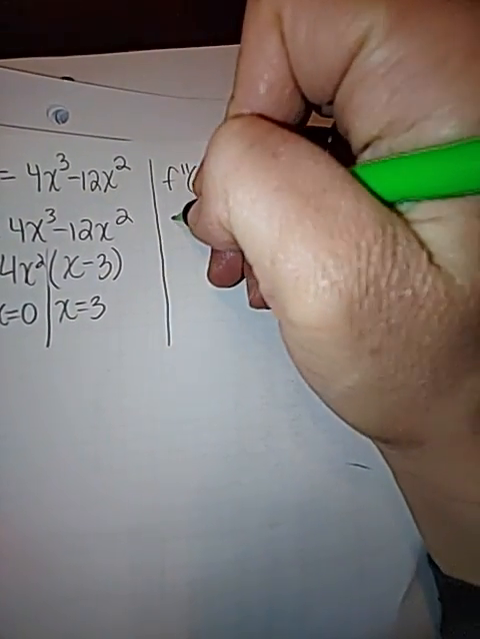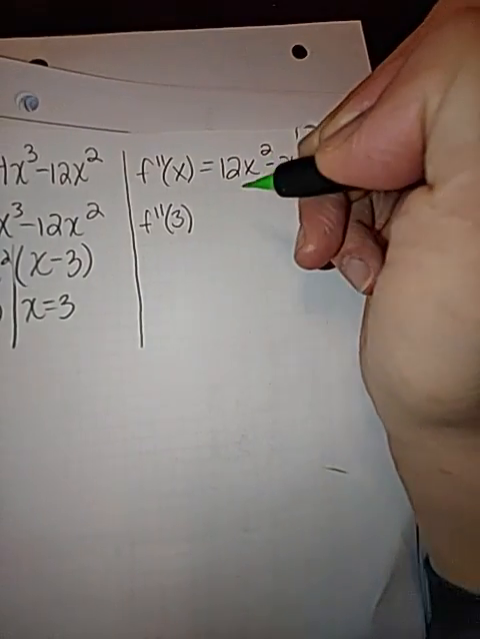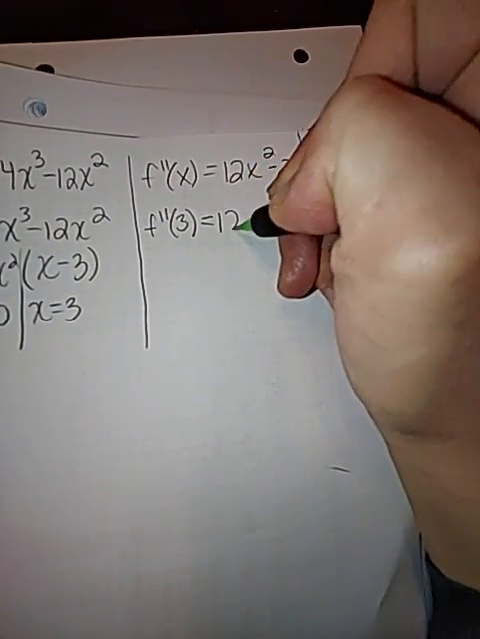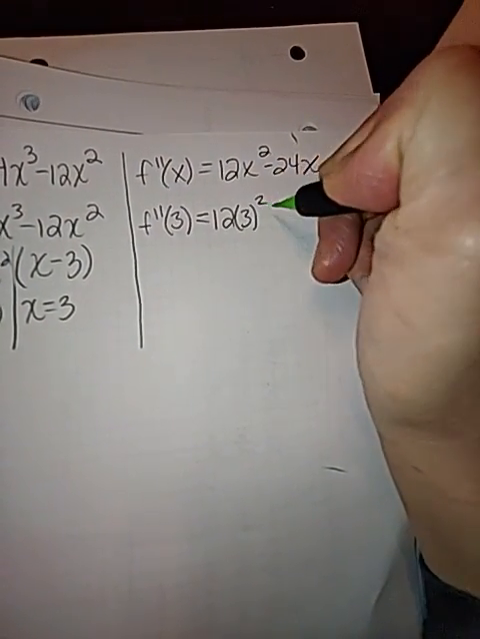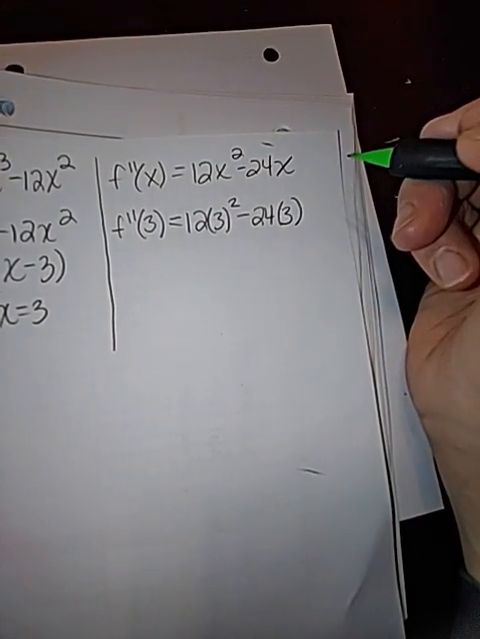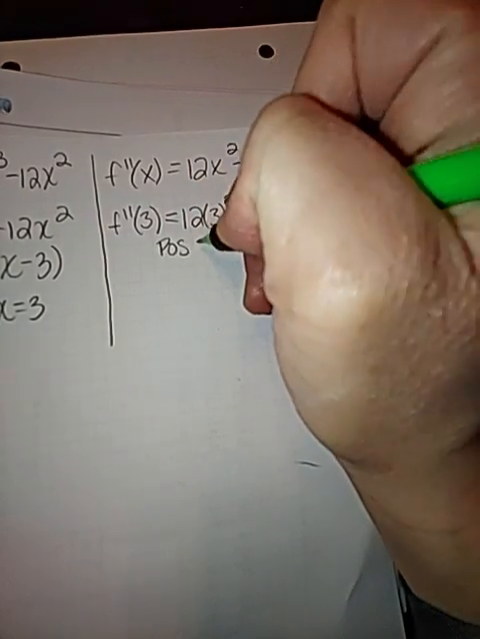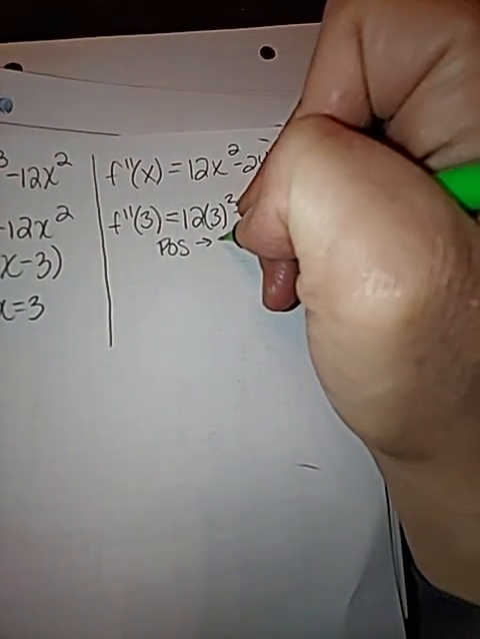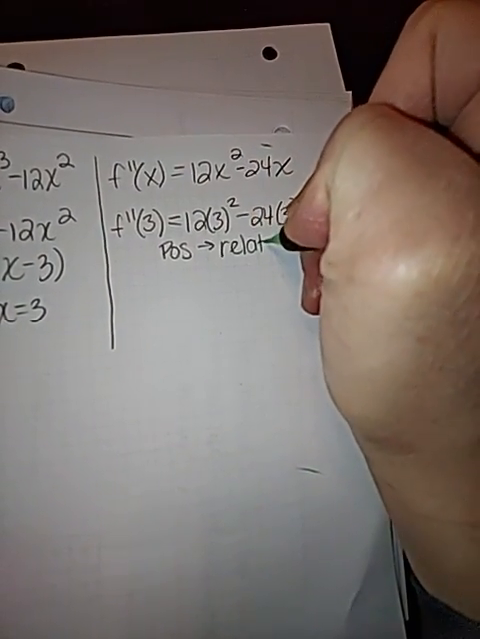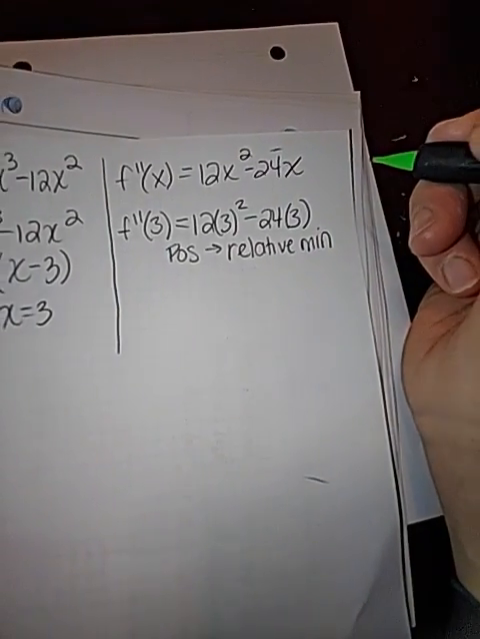All right, so I'm going to plug 3 in first. So when I plug 3 into the second derivative, I get a positive number. Because I have a positive number, I have a relative minimum at x equals 3.